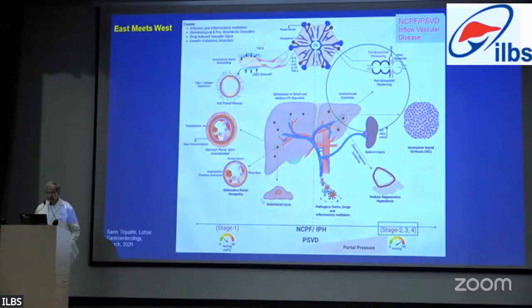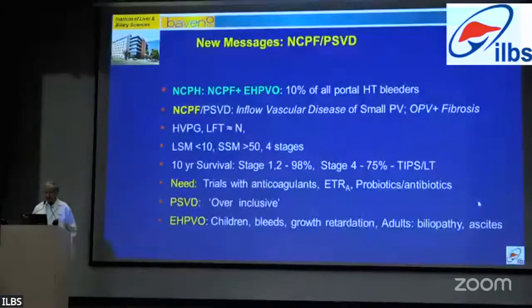I'll come back to this diagram one more time just to say that stage 2, 3, and 4 are important for us. All of us should try and see if the staging is helpful, because this is ahead of what the current Hepatology paper says. So my take-home message to you is that all these are new messages, and for all those who have worked on non-cirrhotic portal fibrosis or portal hypertension, these areas are now exciting.